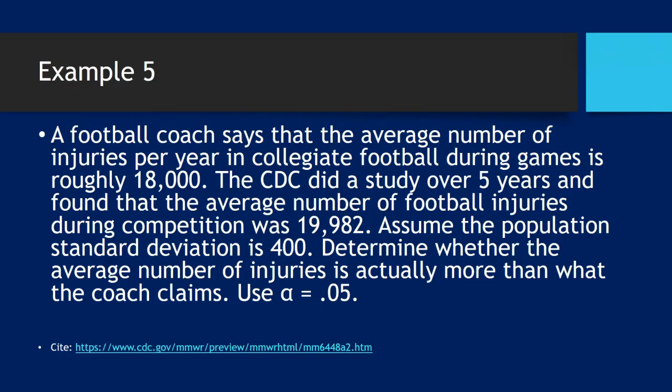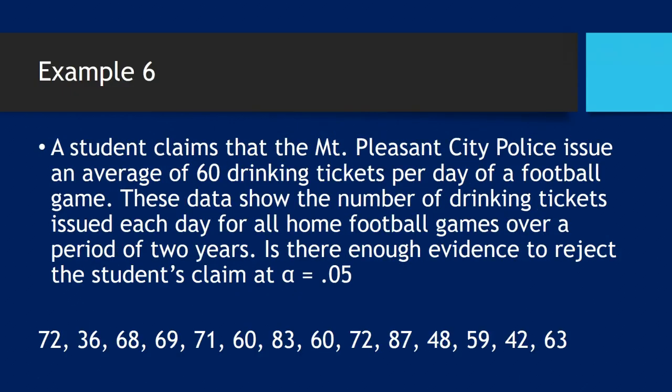Okay, let's look forward at the next example. A student claims that the Mount Pleasant City Police issue an average of 60 drinking tickets per day of a football game. These data show the number of drinking tickets issued each day for all home football games over a period of 2 years. Is there enough evidence to reject the student's claim at alpha equals 0.05?